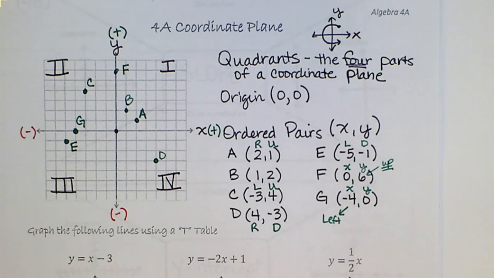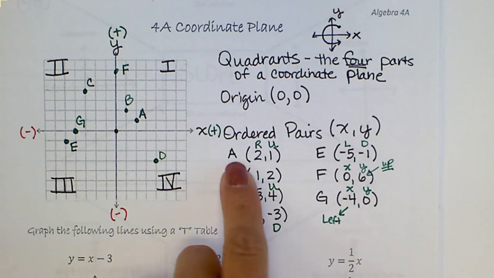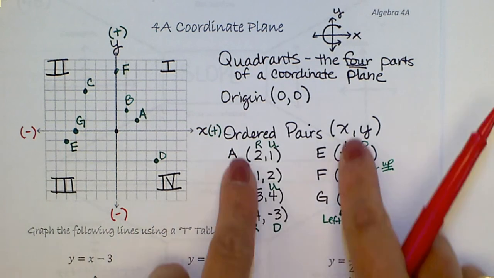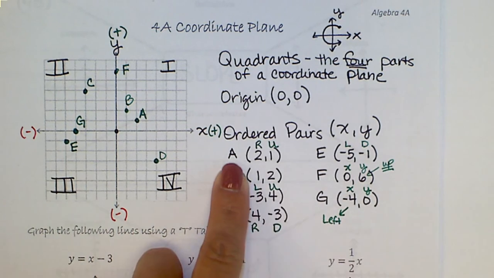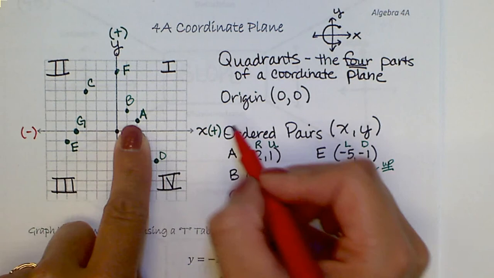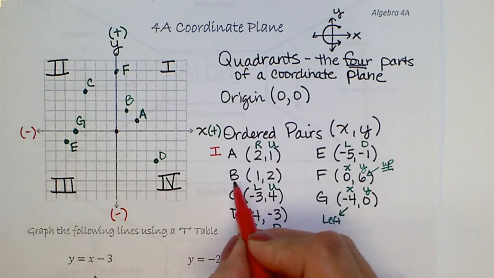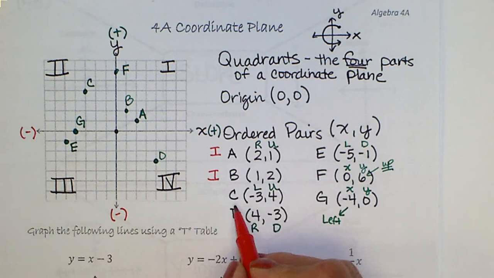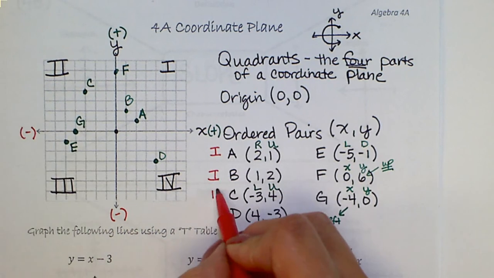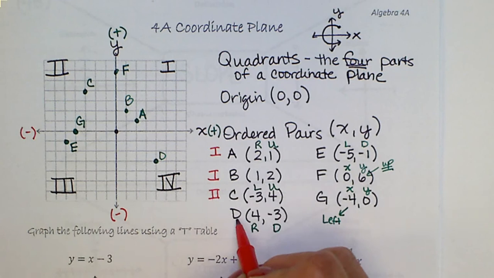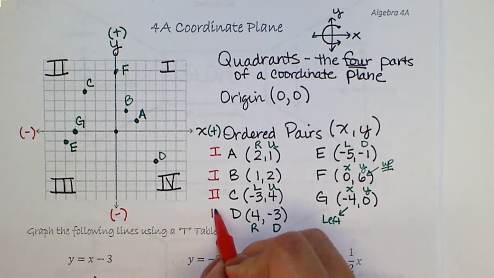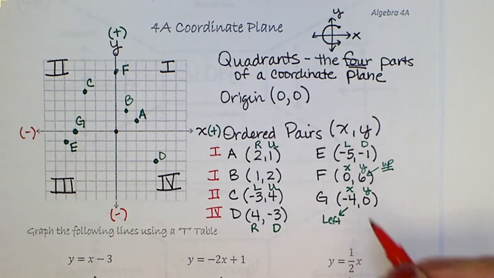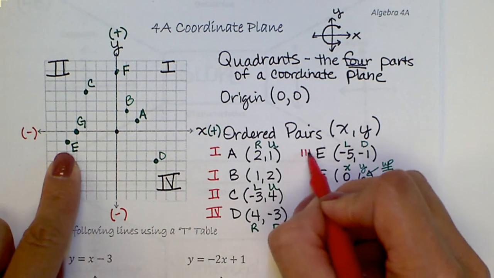Now what I'm going to do real quick is write which quadrant these points ended up. So point A ended up in quadrant 1. Point B was also in quadrant 1. Notice I'm using Roman numerals. C was in quadrant 2. D was in quadrant 4. Roman numerals again. E is in quadrant 3.